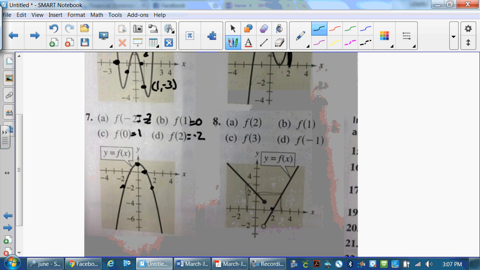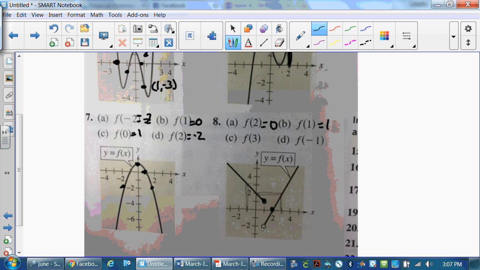F of 2, that's not a problem. That's 0. When x is 2, y is 0. These are like inputs and outputs. These are functions. So when I put in a 2, what do I get out? And if I put in a 2, I get out a 0. If I put in a 1, you got to be careful here. You get out a 1.